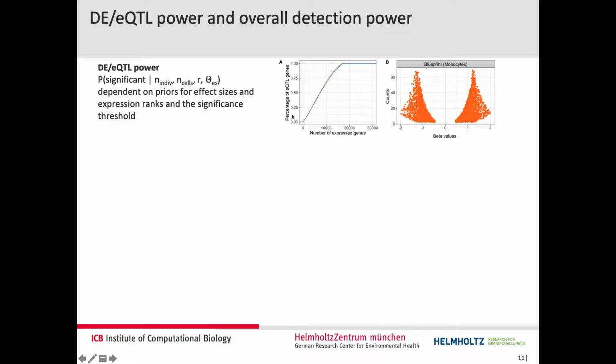For example, if they would only be among the highest expressed genes, we would not need to capture so many genes. However, we see that most of the times the DE or eQTLs are very uniformly distributed among all expressed genes, so it's important to detect as many genes as possible. We additionally have a significance threshold that we correct for multiple testing, given the number of expressed genes that we get from our expression probability model. We have here different options using either Bonferroni or FDR.